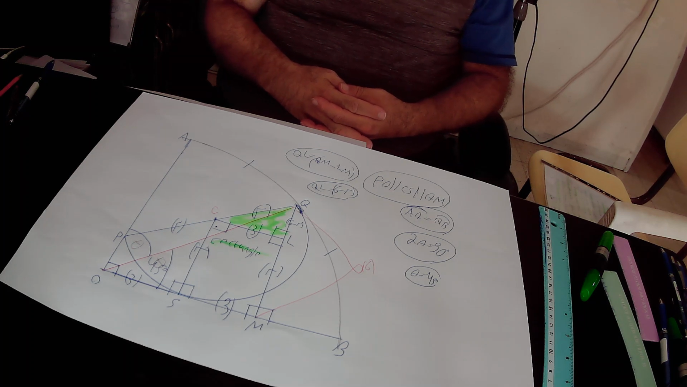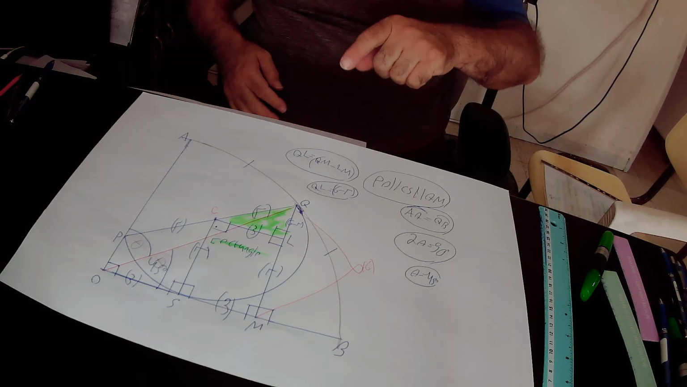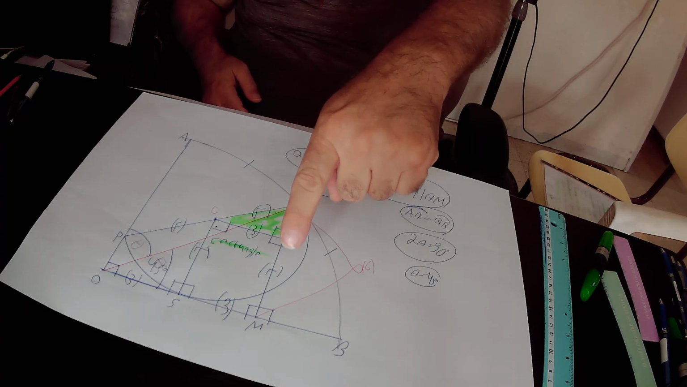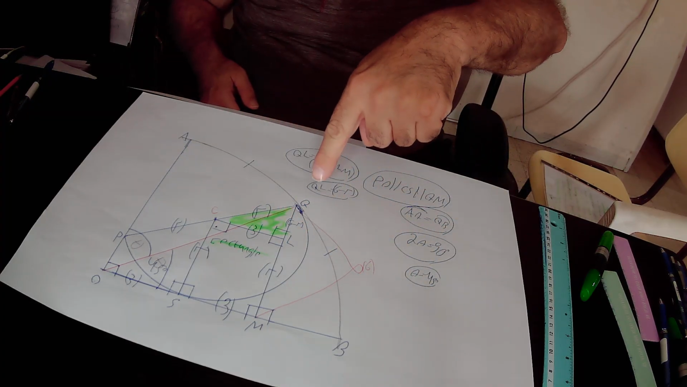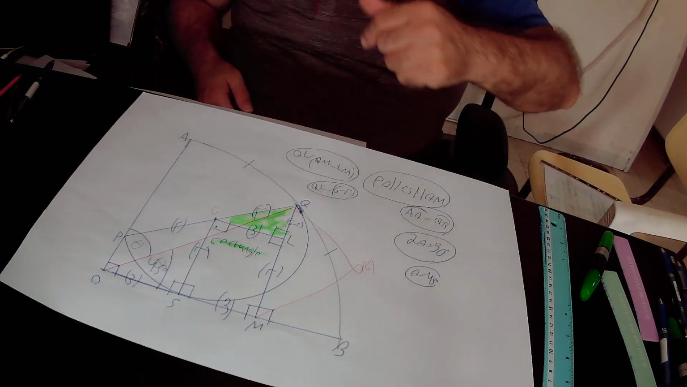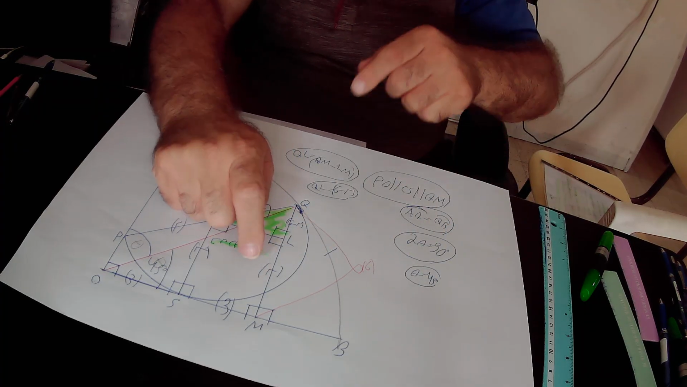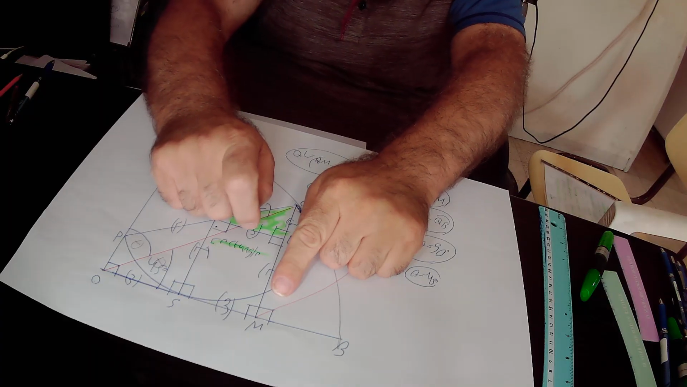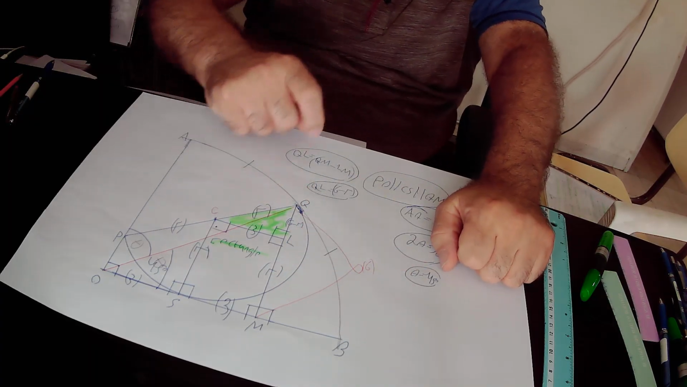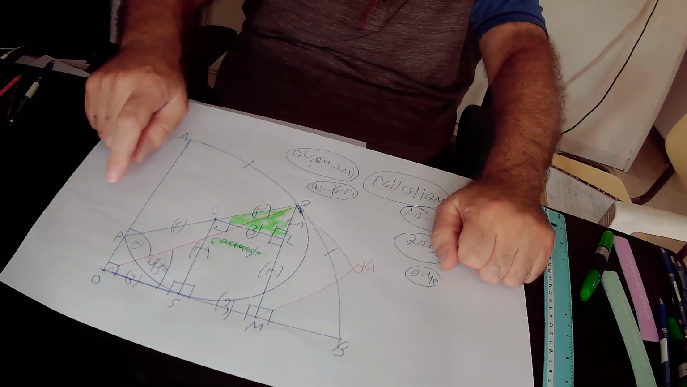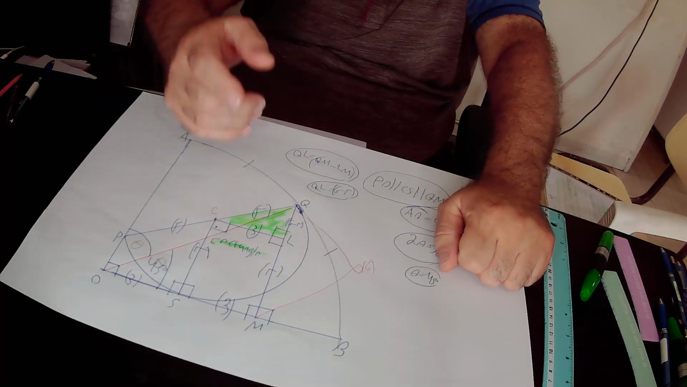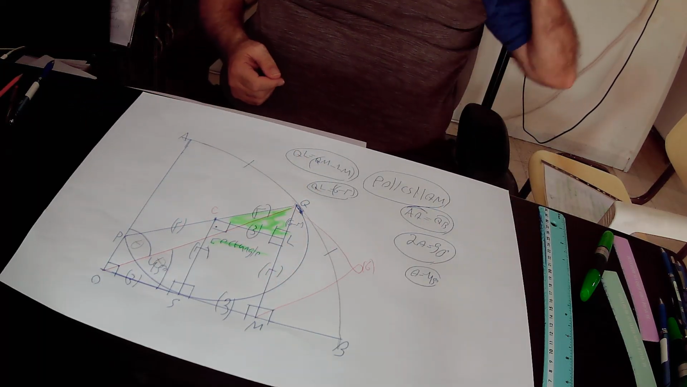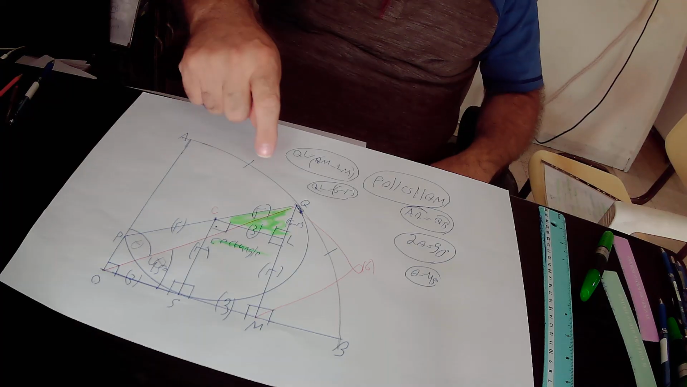In the next step, we do a construction: from point Q, we go perpendicular to OB. So this angle equals 90 degrees, and this angle also equals 90 degrees according to our construction. We define the touching point of the perpendicular from point Q and OB as point M. By doing this construction, we created quadrilateral CLMS.